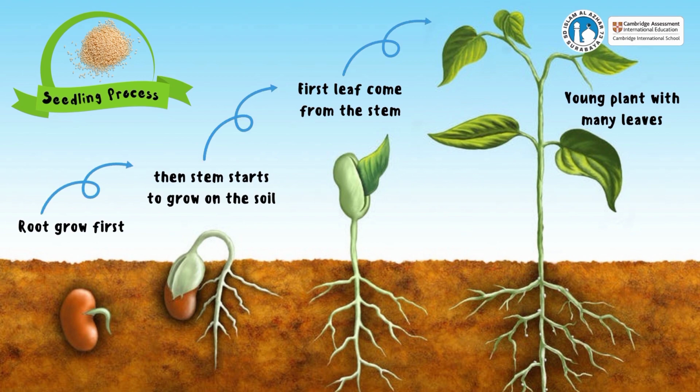Here is the seedling process. First, the root starts to show up. Then the stem starts to grow on the soil. After that, the first leaf comes from the stem. And then it grows more and more and becomes a young plant.